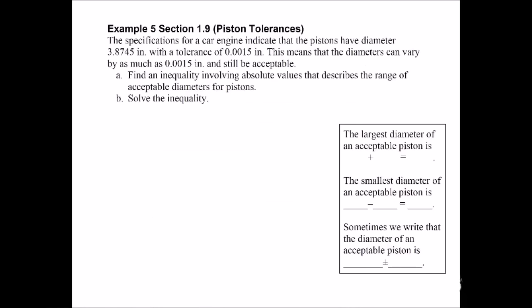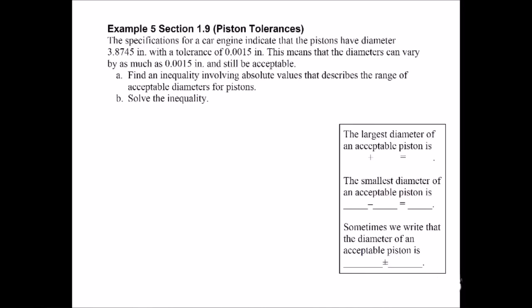Next, let's try to practice what we've learned in an application problem. Consider example 5 in section 1.9. The problem states, the specifications for a car engine indicate that the pistons have diameter 3.8745 inches, with a tolerance of 0.0015 inches. This means that the diameters can vary by as much as 0.0015 inches and still be acceptable. First, we want to find the inequality that involves absolute values that describes the range of acceptable diameters for the piston.